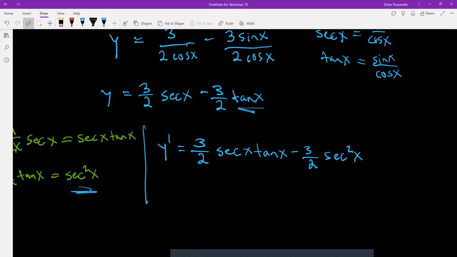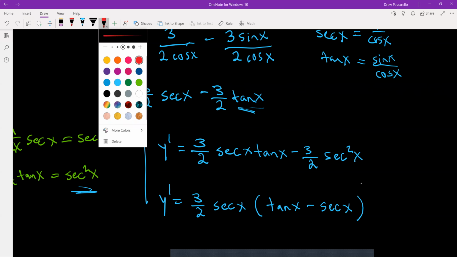All right, and since they have 3/2 for both terms and they have a secant, I would factor out 3/2 secant x. And that's going to give me tangent x minus secant x. All right, and then that's going to be the answer.